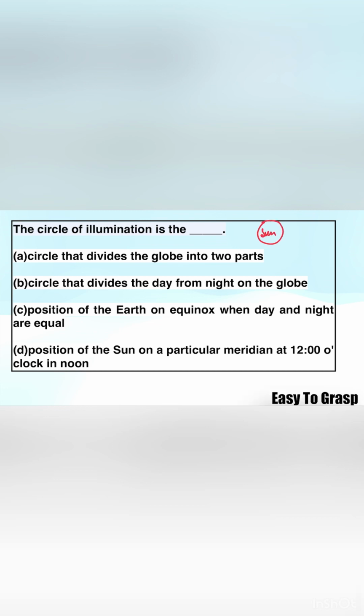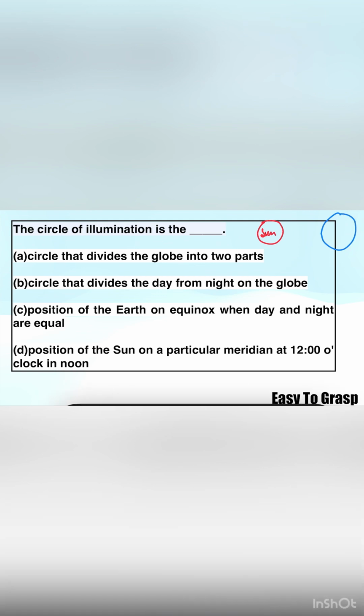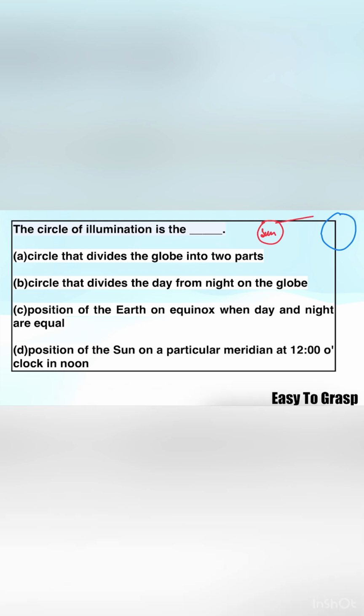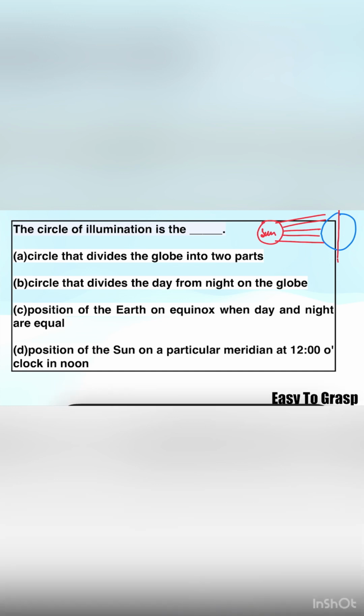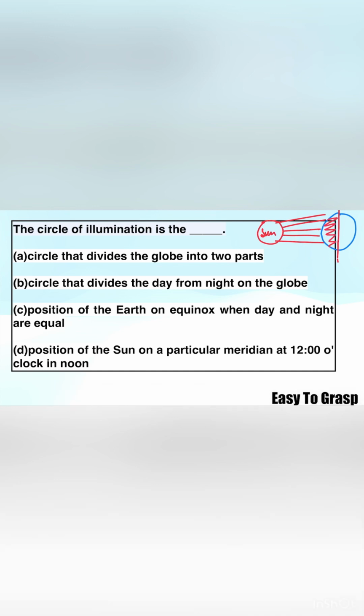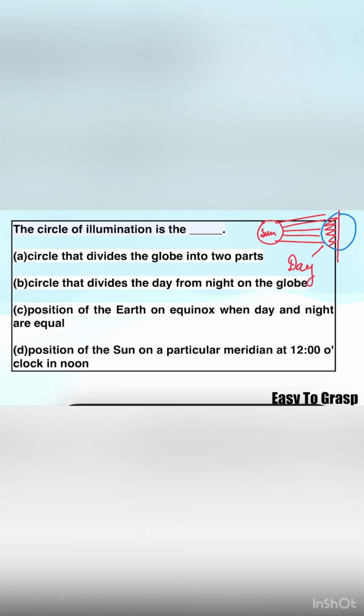If this is the sun and the blue color represents the earth, then when the sun's rays fall on the earth, only one part of the earth experiences the sun's rays, that is this portion. The circle of illumination basically divides the earth into two parts. The part where the sun's rays fall will experience day, and the other part where the sun's rays do not fall will experience night.